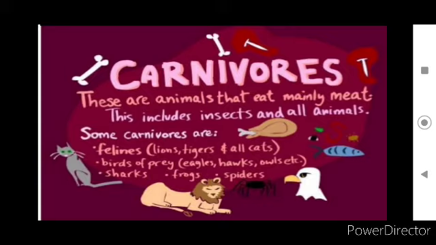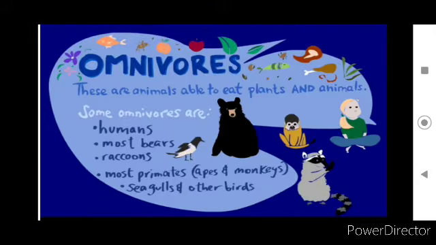But these all are the flesh eating animals. You can see the pictures, and as you all have learnt about all these in your lower classes, you can make a list of carnivorous animals.